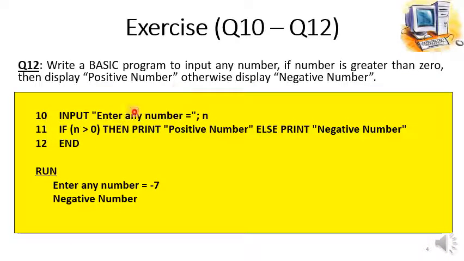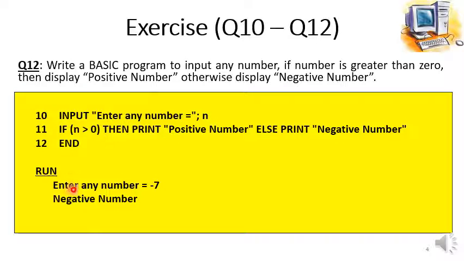First of all we will input any number. For that we will write the input statement, which will accept a number at runtime while displaying the message enter any number, and the number is going to be stored inside variable n. After that the condition is going to be evaluated. The if then else statement is going to be executed. If the value of n that we have input at runtime is greater than 0, then print positive number. Else, if it is not greater than 0, then print negative number. And write the end statement.